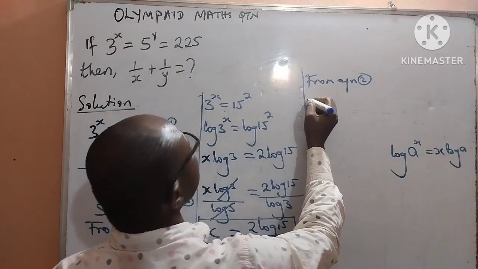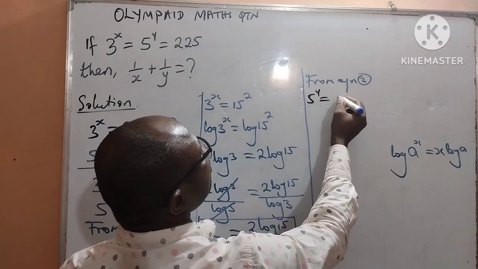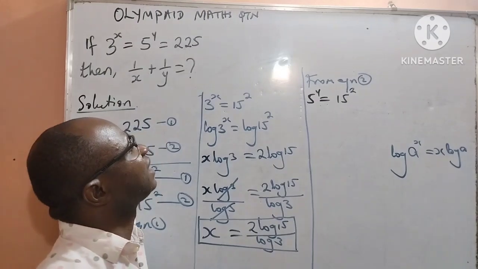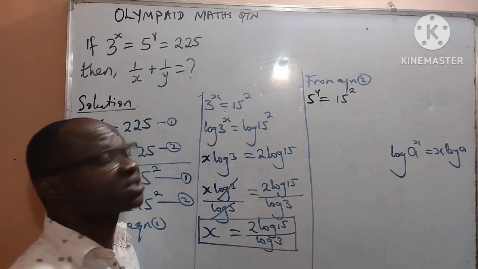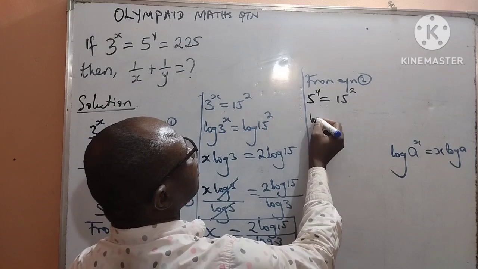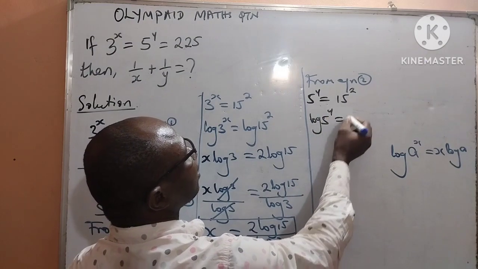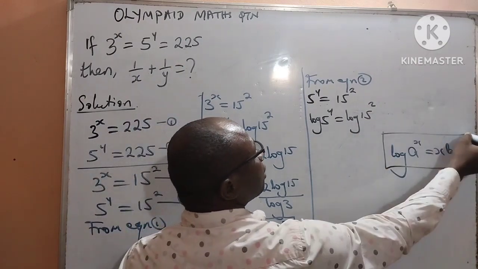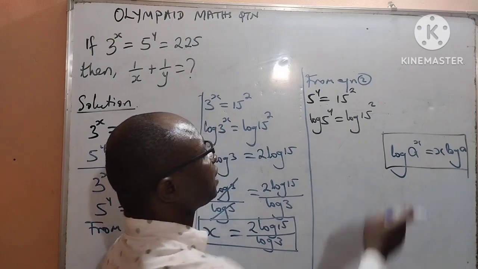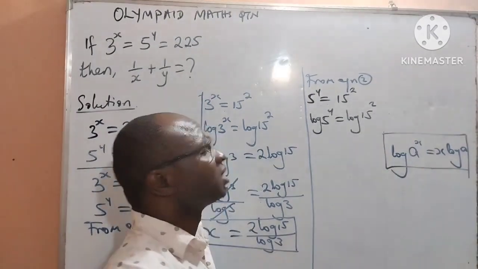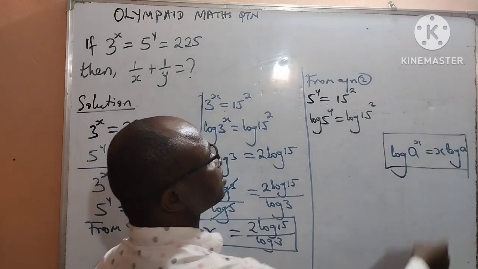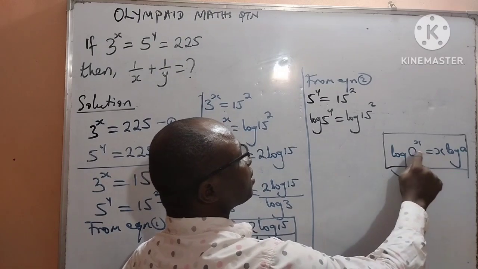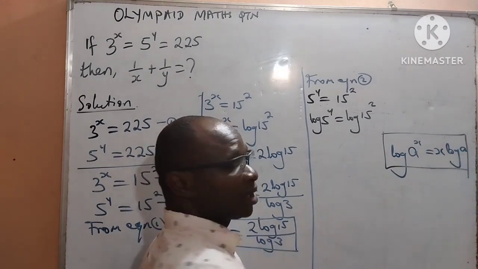So I put it forward, 5 raised to power y is equal to 15 raised to power 2. I will still apply logarithms to both sides, alright? Applying logarithms to both sides, that will now give me the logarithm of 5 raised to y equal to the logarithm of 15 raised to power 2. So this law now will come into play, where we say that log a raised to x is the same thing as x coming to the front to multiply the log, which is now equal to x log a.